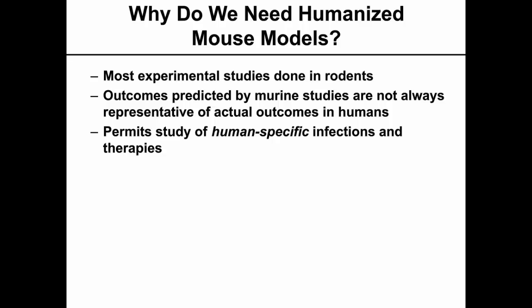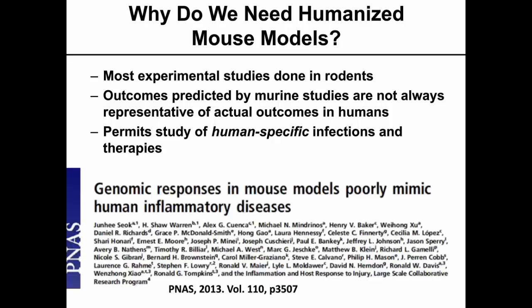The importance of new models to study human immunity has been really highlighted in a recent publication in 2013 in PNAS, in which the genomic responses in mice were compared to human for inflammatory stimuli. A number of differences were identified in terms of the type of genes that are regulated in mouse and human, the breadth of the genes that were regulated in mouse and human, and the duration of the inflammatory response between these two different models.